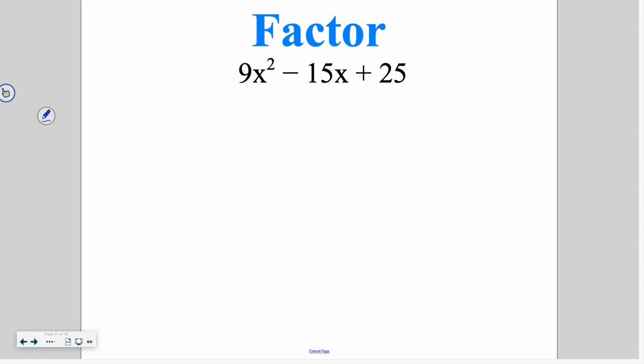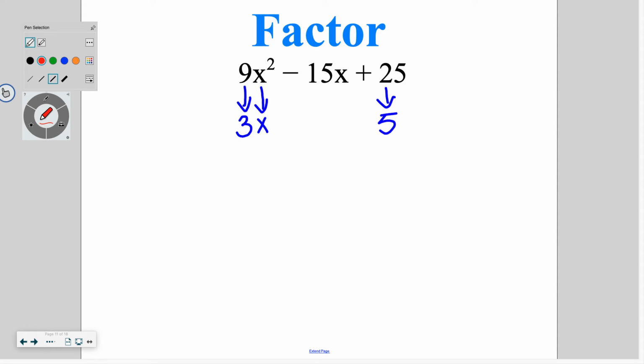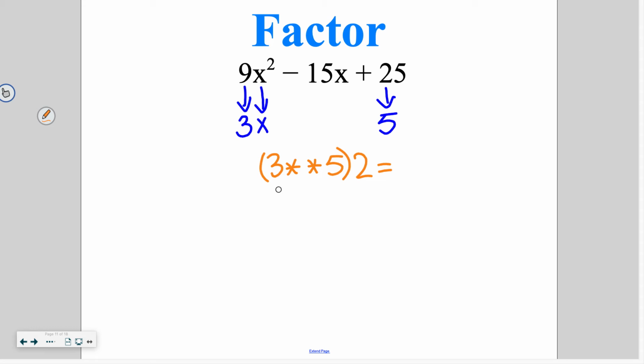Again, we're going to go through and try another one of these. We're going to say the square root of 9 is 3, square root of x squared is x, square root of the back is 5. Now when I go through and check, I've got 3x times 5 times 2, that gives me 15x, times 2 gives me 30x. That does not match the middle term.